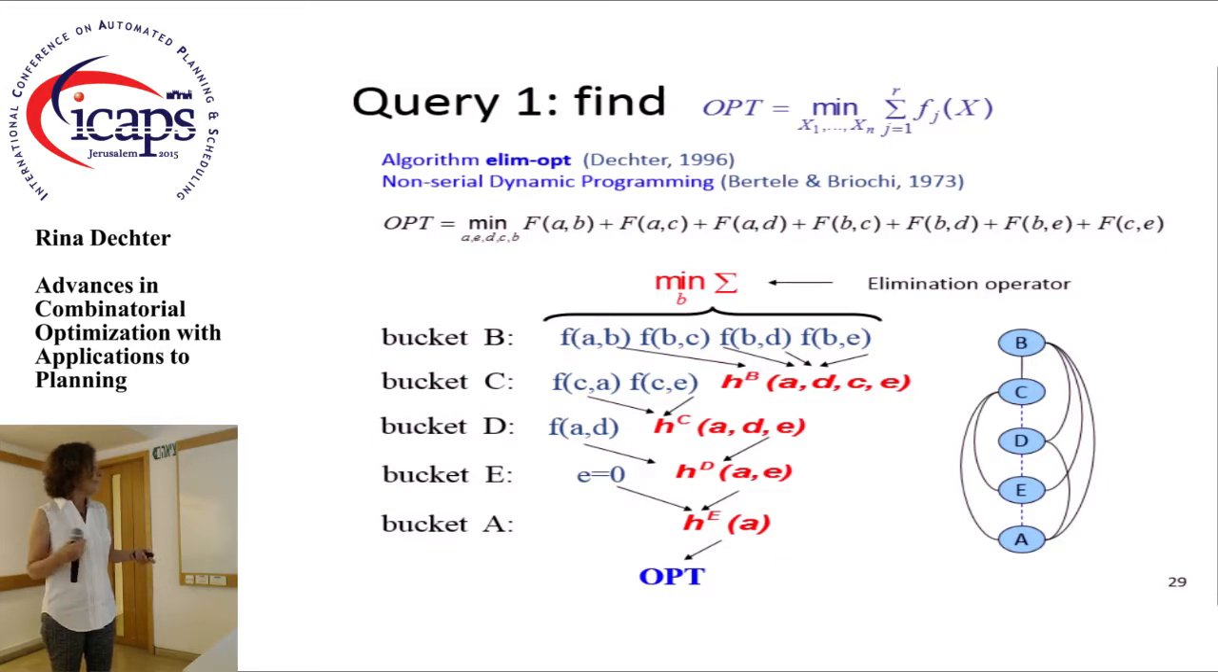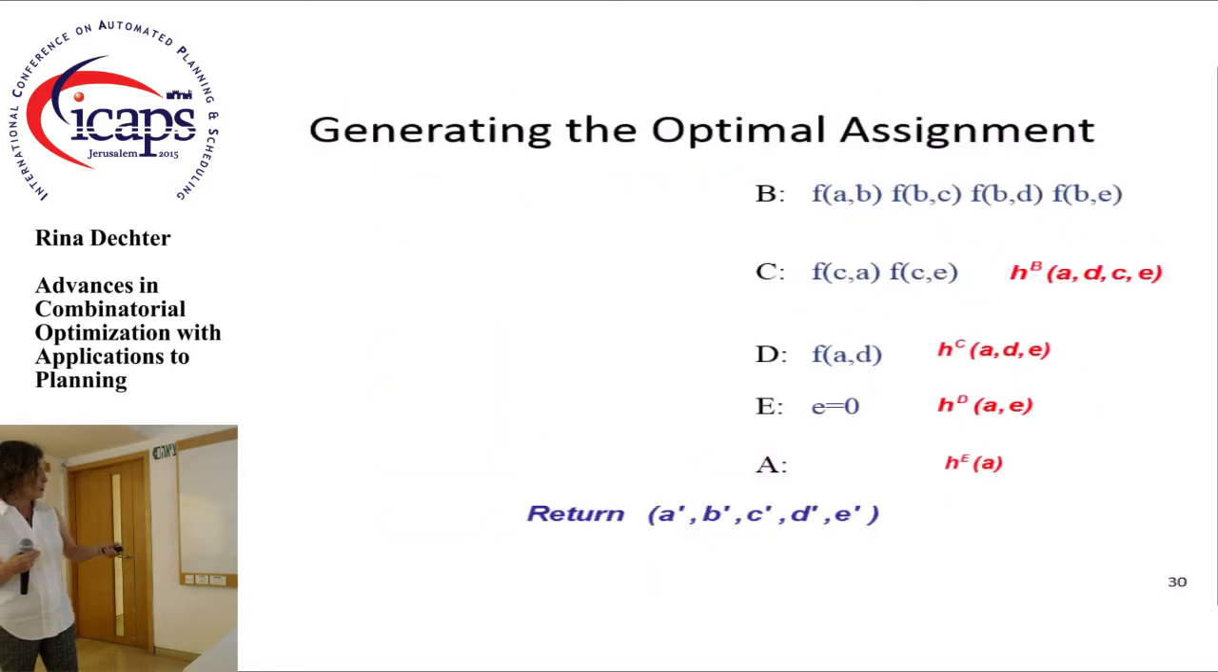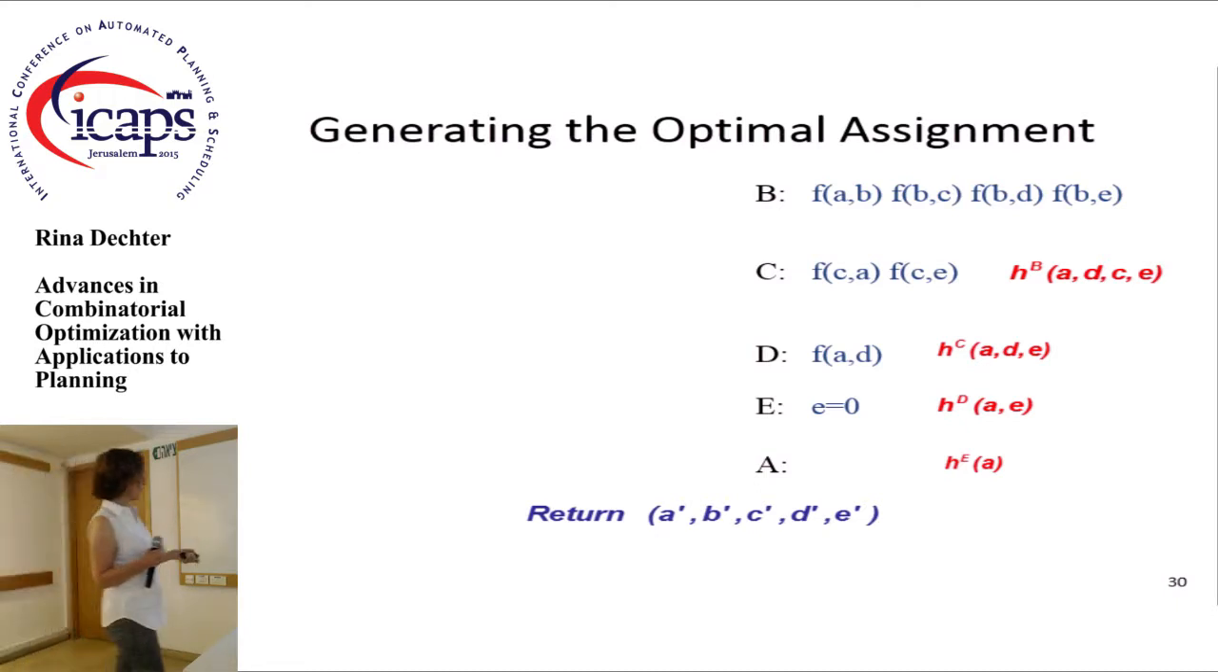So that's the algorithm. What do we do with it? After we find an optimal solution, we still want to find the actual assignment. We can do that by consulting these functions that we generated, going from top to bottom. They have a meaning: they say what is the best cost to go upwards. So here is an illustration of what I mean.